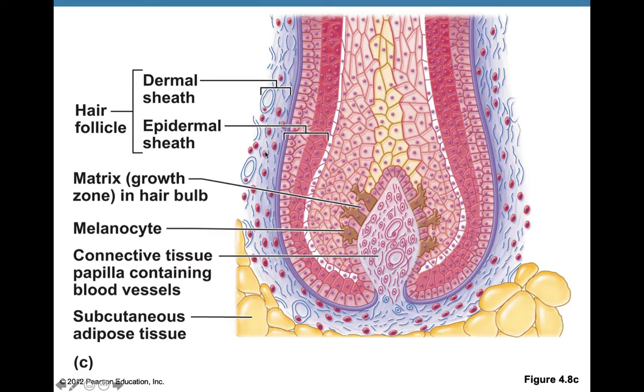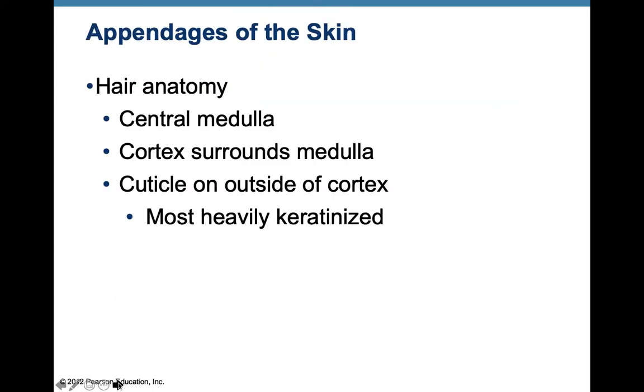So here's a hair follicle. You've got dermal sheath, you've got epidermis. Melanocytes are in there. That is the basal layer on the most inside. You've got connective tissue and blood vessels in the middle that feed those cells that are in the basal layer. And then you've got the subcutaneous or the fat underneath.